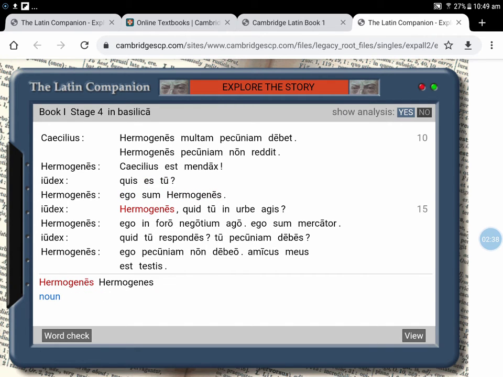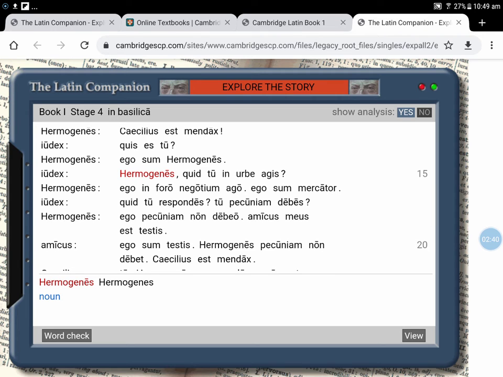Ego sum Hermogenes. So we have to go through the same rigmarole. The judge has to get Hermogenes to identify himself. Quid tu agis in urbe? Ego negotium in foro, ego sum mercator. Quid tu respondes? What do you respond? It's a question, notice. Tu debes pecuniam? And Hermogenes says, non debeo pecuniam.